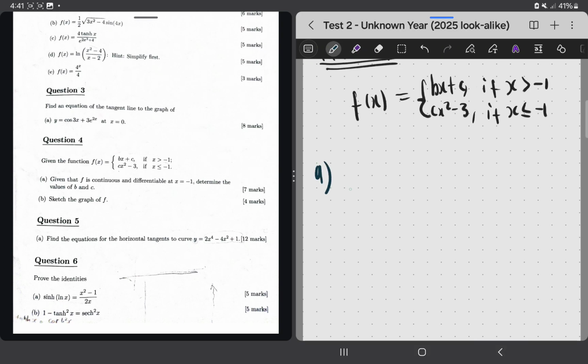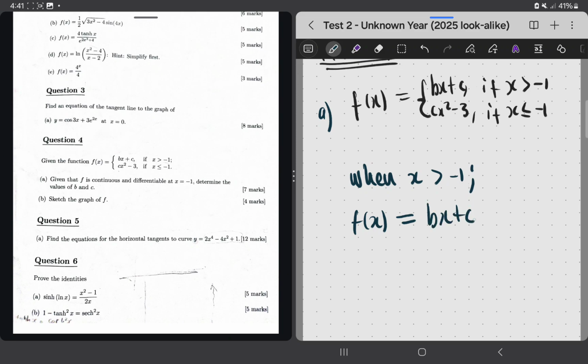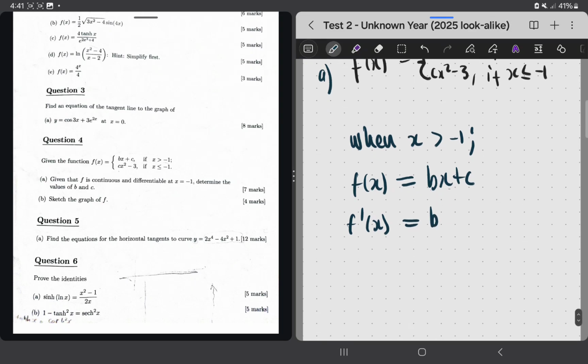We start with greater than minus 1. When x is greater than minus 1, you rewrite f of x before starting. When x is greater than the number, f of x is going to be bx plus c. Now you find your f dash x, which is differentiate. The derivative of bx is b. The derivative of c, which is a number, is 0.